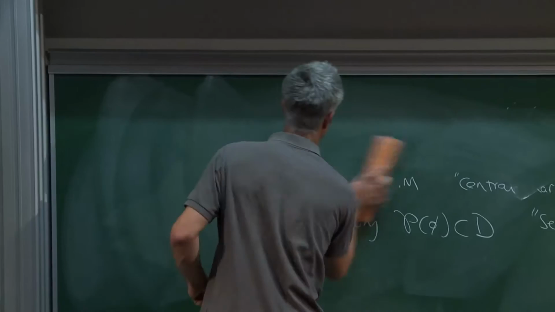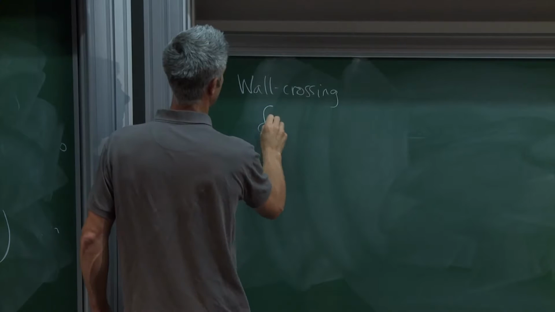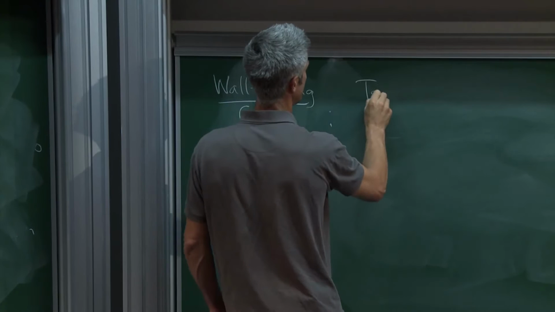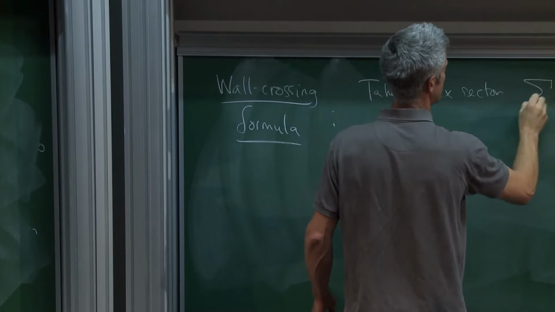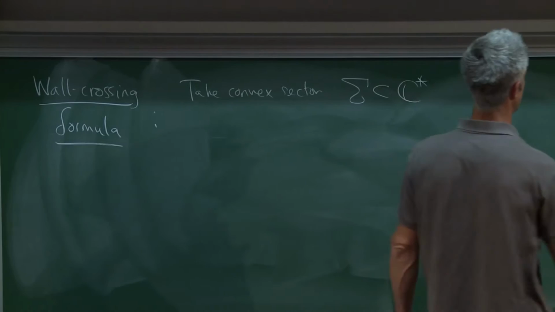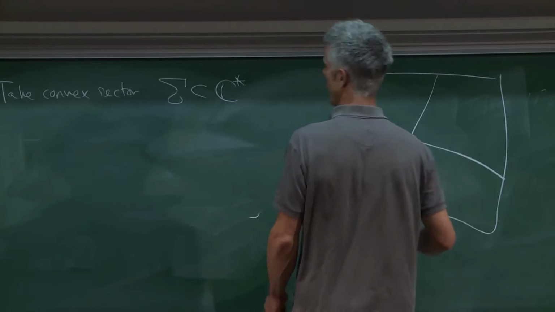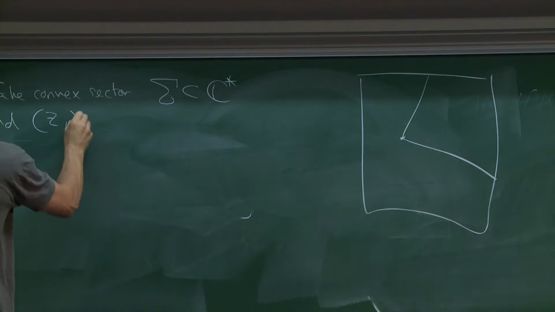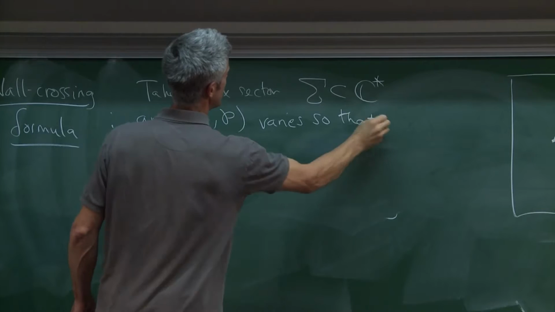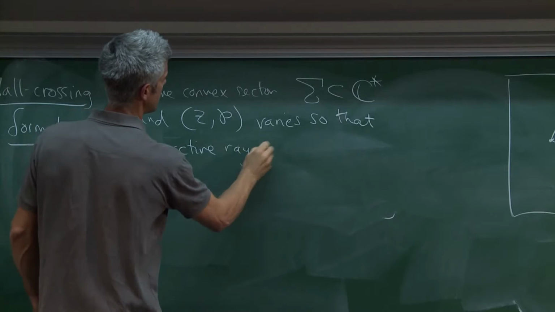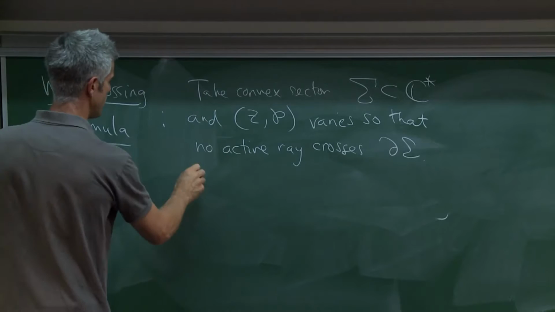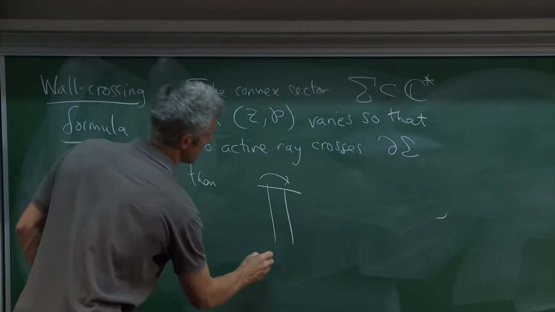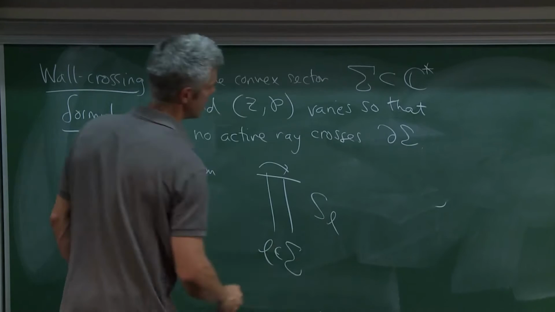And then there's this very beautiful fact, which is the wall crossing formula. Which is that if I take a convex sector, it doesn't really matter what, in C star. Okay, so now the picture is fixed on the sector like this. And I vary my stability condition so that no active ray crosses the boundary of this region, then if I take the product over all rays living in this sector of these automorphisms, then this should be constant. Okay.